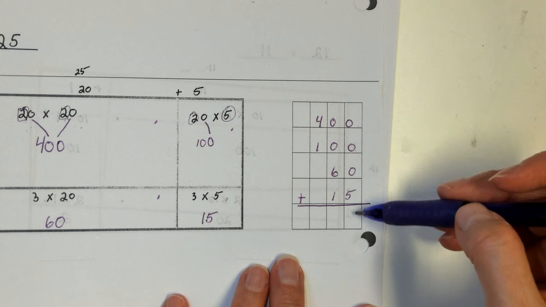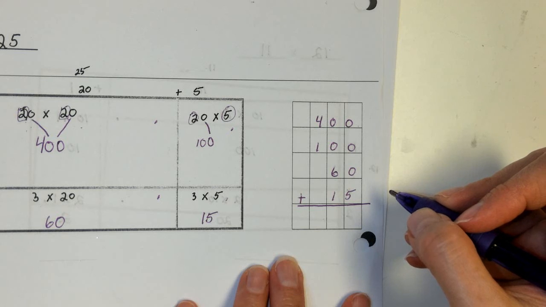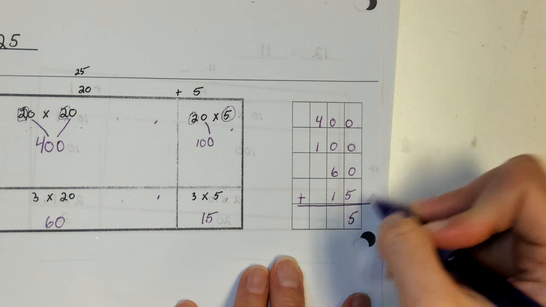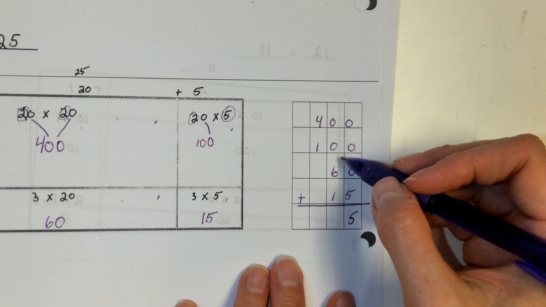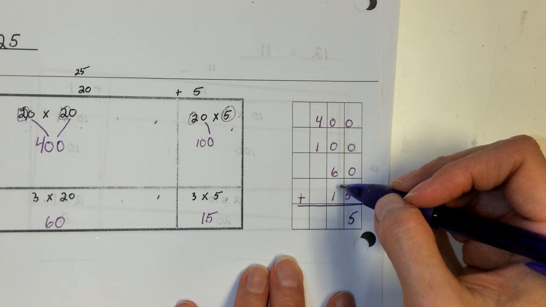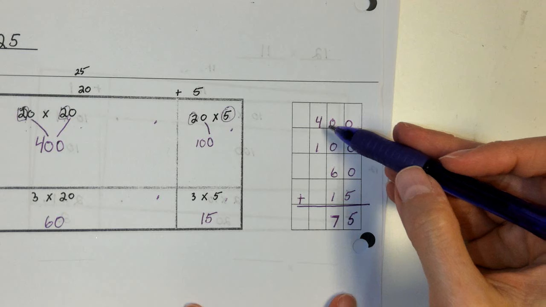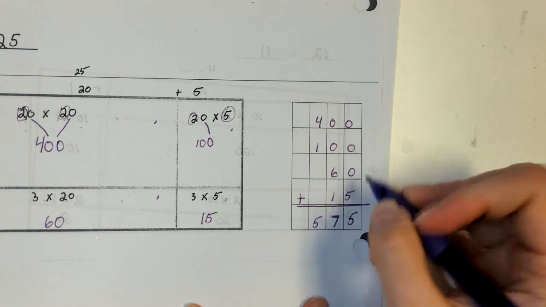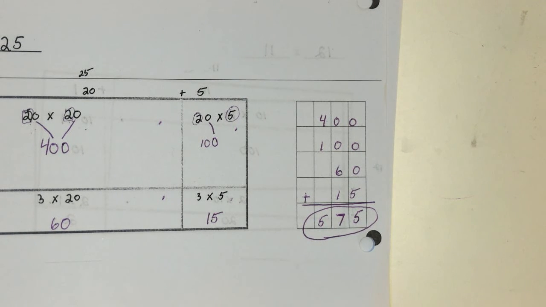0 plus 0 plus 0 plus 5. Helena? 0 plus 0 is 0, then 0 plus 5 is 5, then 0 plus 6 is 6. 6 plus 1 is 7. All right, good. Then 4 plus 1 is 5. So 23 times 25 is 575.